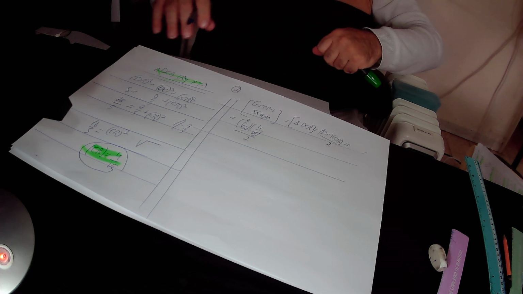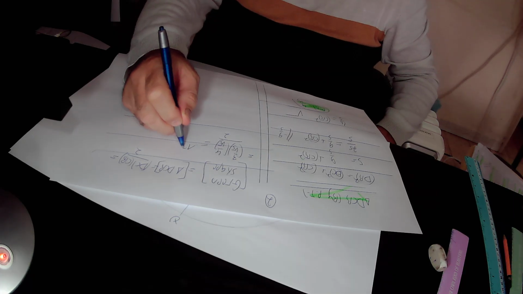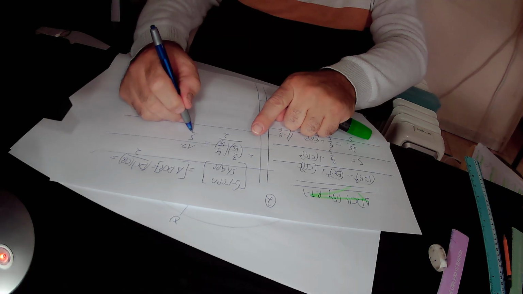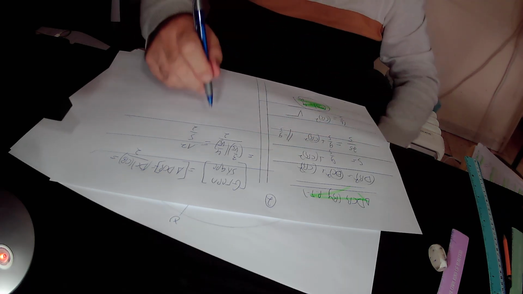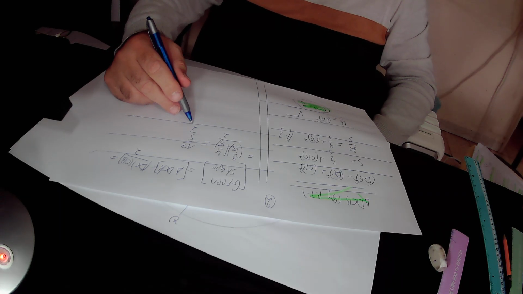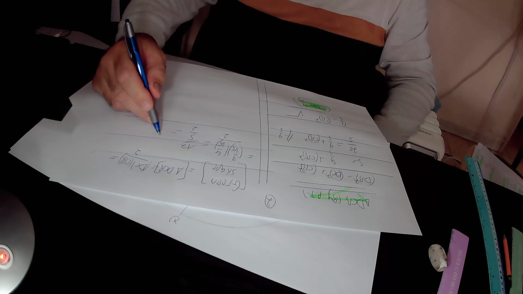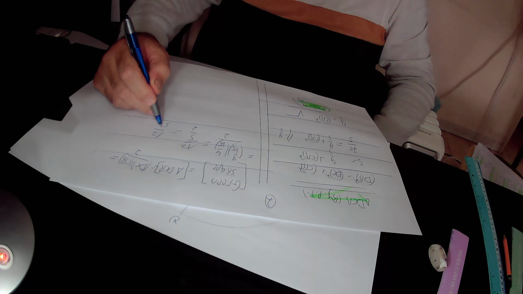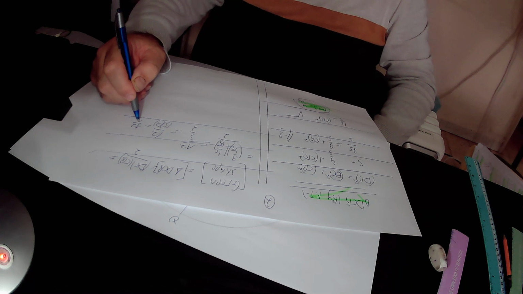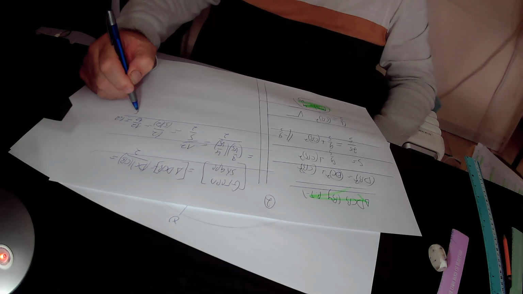3 times 4 is 12. Here we have square root of 5 times square root of 5, which is 5, divided by 2. We have 12 over 5 over 2. We move the 2 to the denominator. This expression equals 12 over 5 times 2. 5 times 2 is 10, so it is 12 over 10, or 12 tenths. 12 tenths is 1.2 square units in size.